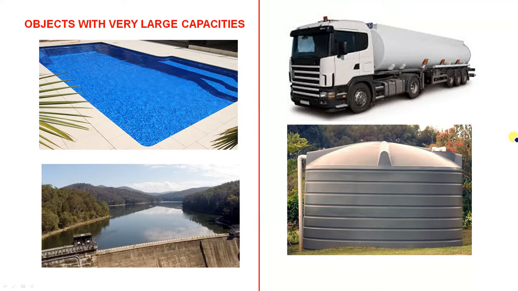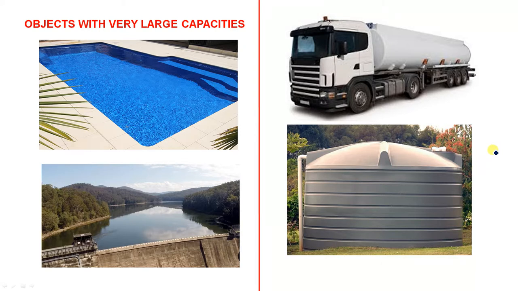Objects with very large capacities. Now obviously this swimming pool holds a lot of liquid. This is a very large dam which holds hundreds of thousands of litres, so there's a lot of water there. This is a big semi-trailer with a tank which could hold all types of liquid. It could be water, it could be milk, or it could be any other type of liquid. And this is a water tank which can hold 5,000, 10,000, 15,000 litres of water, depending on the size.